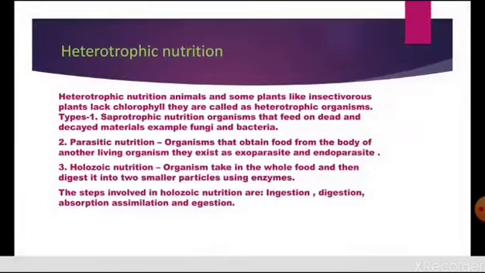Now coming to heterotrophic nutrition. Heterotrophic nutrition consists of organisms that depend upon other organisms either directly or indirectly for their nourishment. They are saprotrophic nutrition. These are organisms that feed on dead and decayed materials. Parasitic nutrition: organisms obtain food from the body of another living organism, that is the host. They either exist as an exoparasite or as an endoparasite.